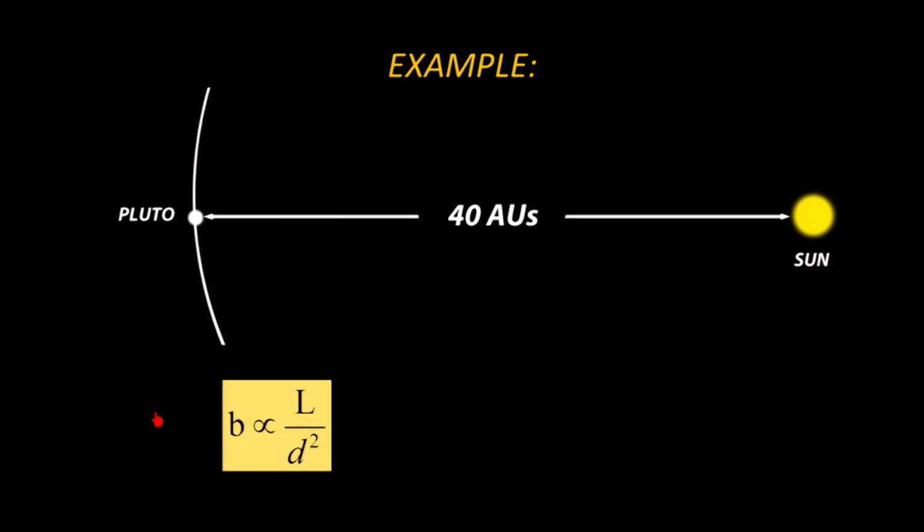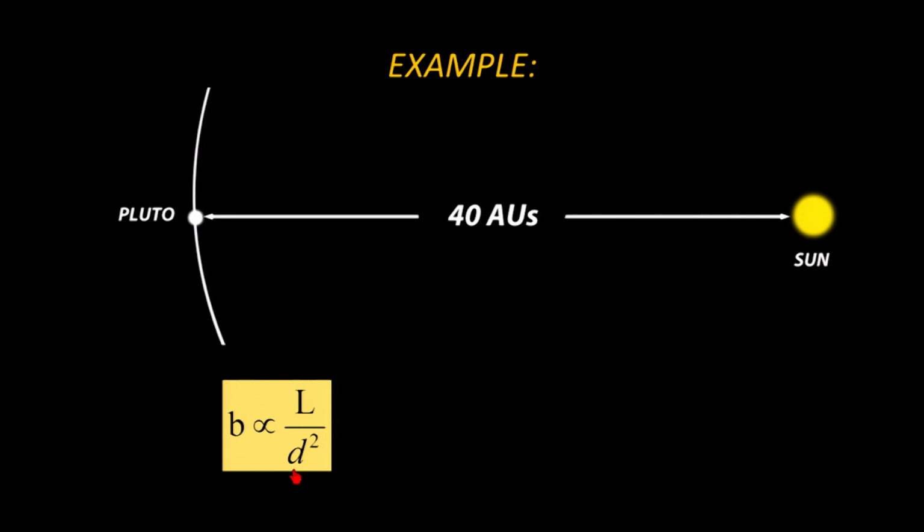If we use our relationship of how brightness is proportional to the energy that the Sun is producing, in this case, we're talking about the Sun, and the distance squared, what we're going to do is plug in the number. Now remember, the energy that the Sun produces doesn't change, but your distance is now 40 times further away than the distance between the Earth and the Sun.